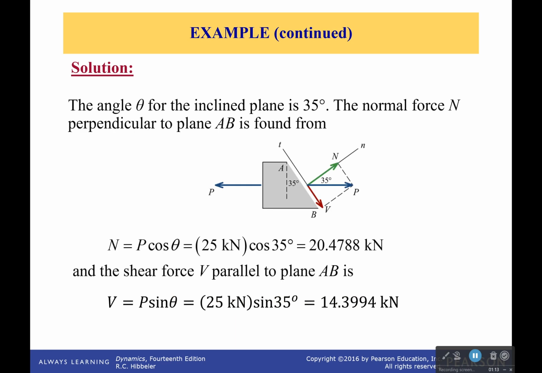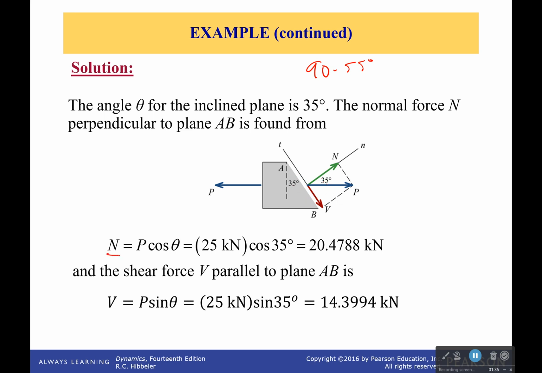Well, what we see here is we have this angle theta for the inclined plane. That's going to be 35 degrees because that was 90 minus 55 degrees. And from similar triangles, that 35 degrees is going to be the same as that 35 degrees. Obviously 35 is equal to 35, but that angle is going to be the same as that angle. There we go. And we can break up our load, which is 25 kilonewtons, into two components.